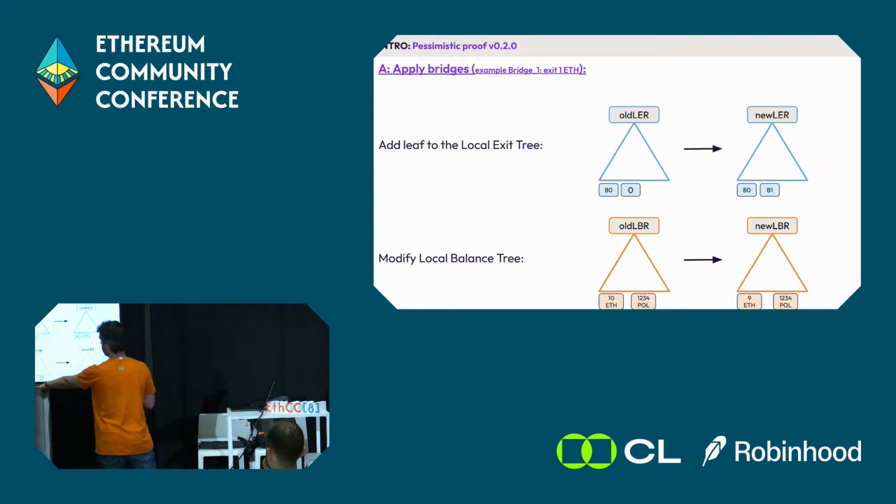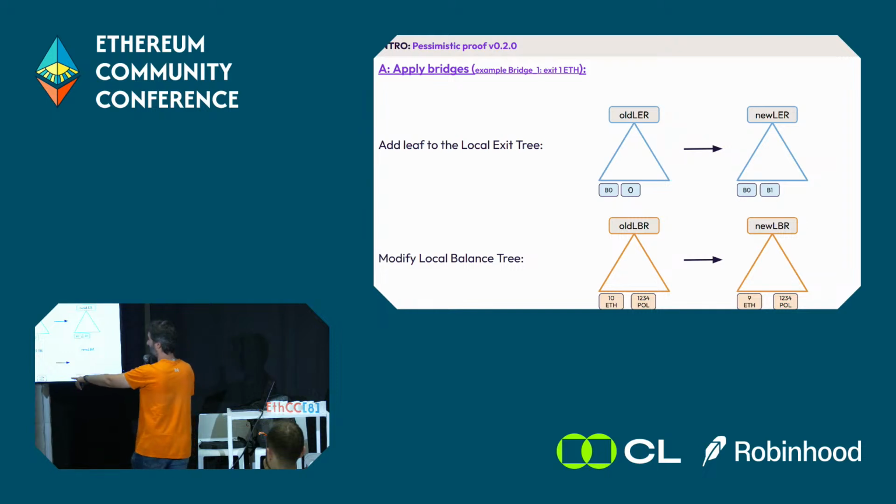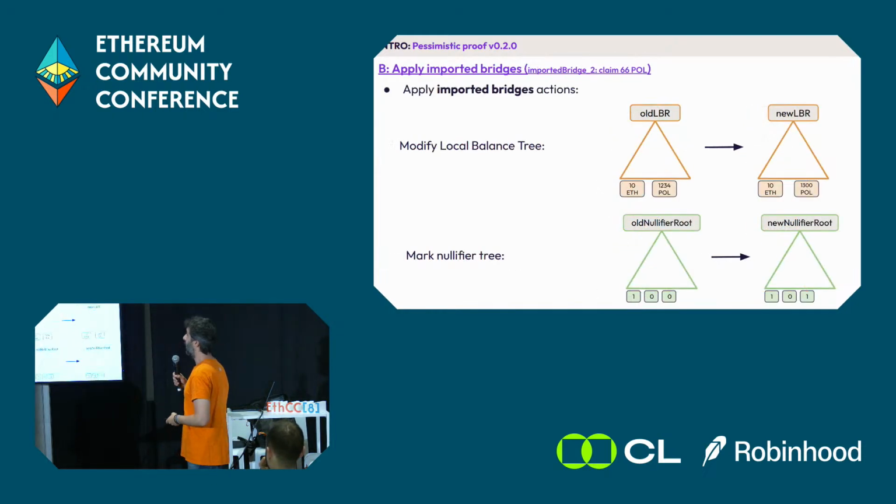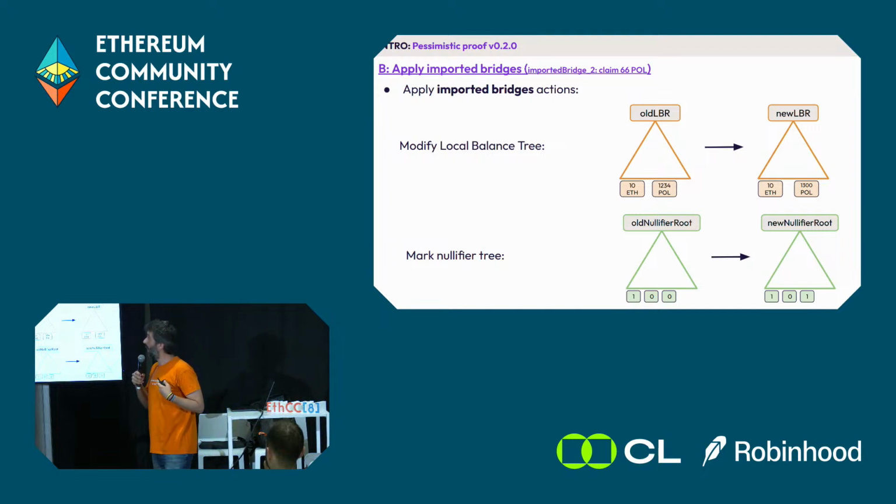And here, this is just an example: on the old local balance tree, we have 10 ether, then we subtract 1 ether, which is quite a straightforward example of a bridge of 1 ether. And then the second stage is that we apply imported bridges. Those imported bridges affect, as I mentioned before, the local balance tree and the nullifier tree. So first of all, we need to modify the balance of that given token, for example, in this example 66 POL. We are adding that balance into the local balance tree, and on the nullifier root, we basically set it as claimed.